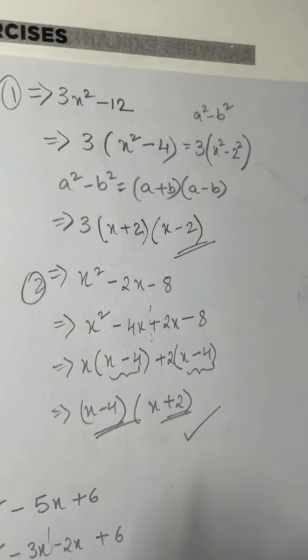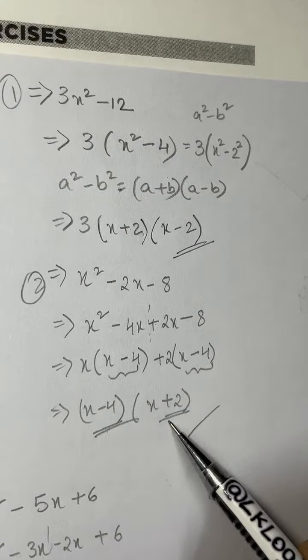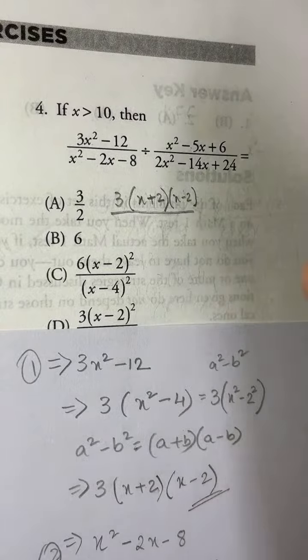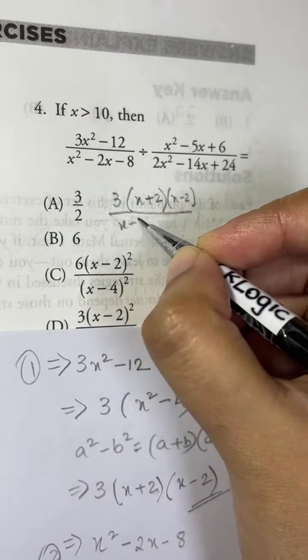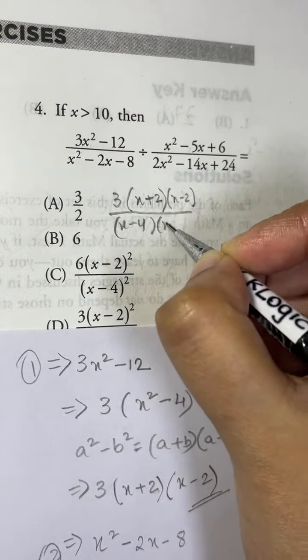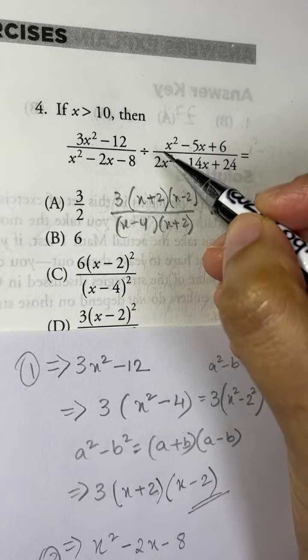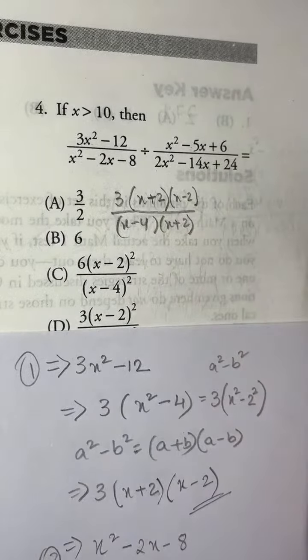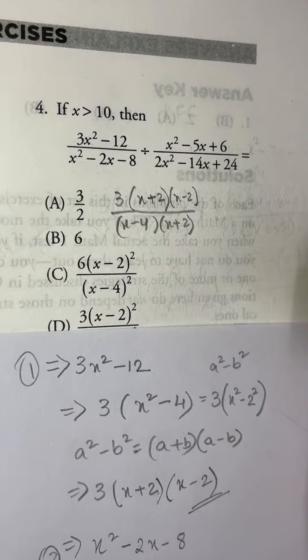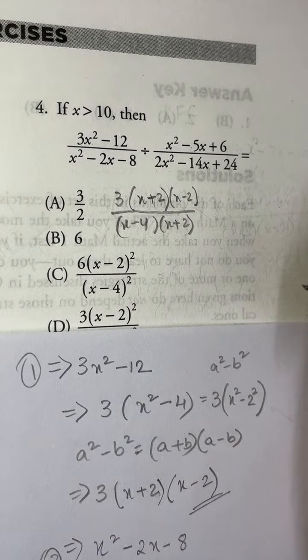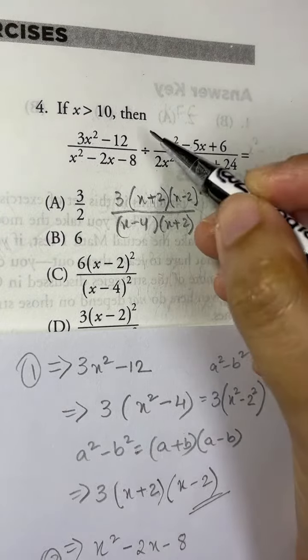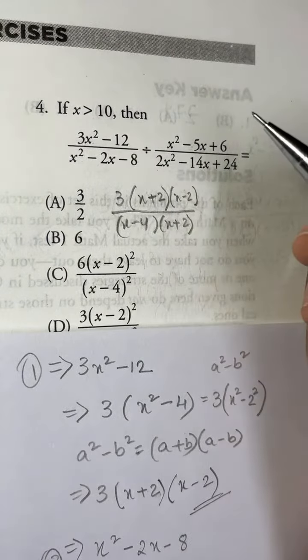What are the factors? X minus 4 and x plus 2. So I'm going to write that: x minus 4 and x plus 2. You have the symbol of division. Whenever you have division of fractions, what do you do?